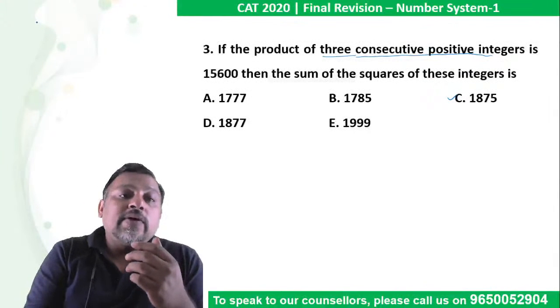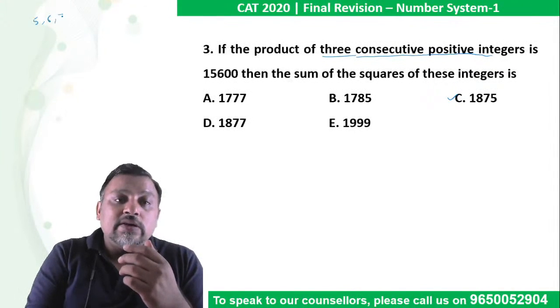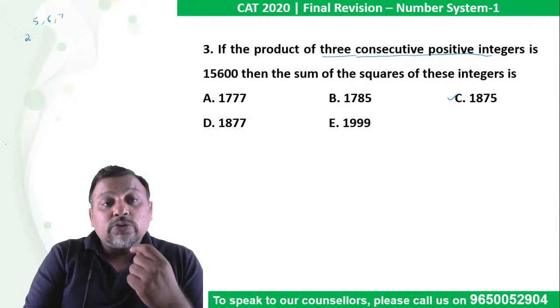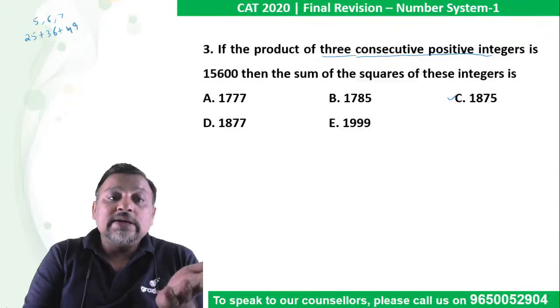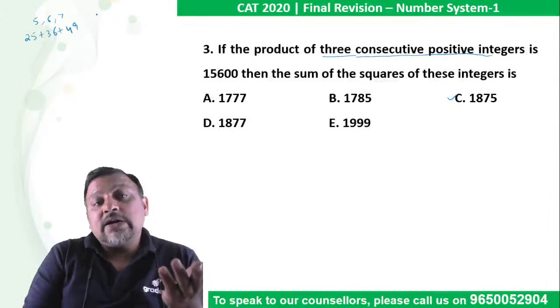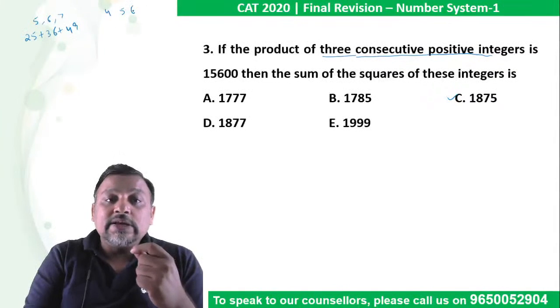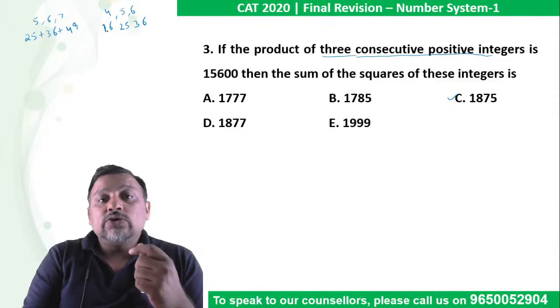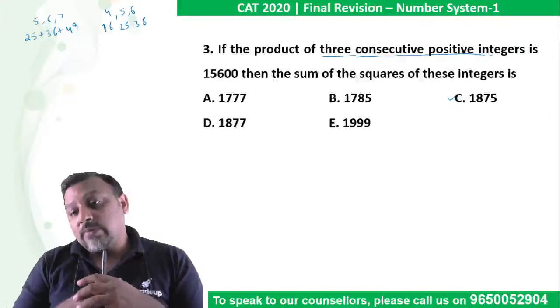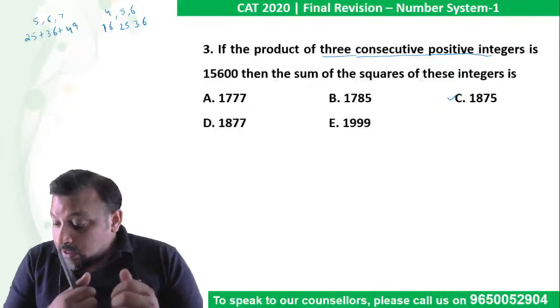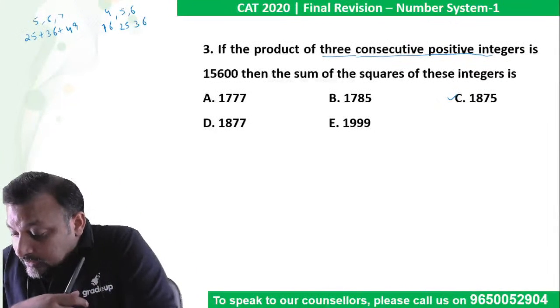For example, if I take the numbers as 5, 6 and 7, the squares are 25, 36 and 49. So in this case, the sum of the squares is a multiple of 5. But if I take the numbers as 4, 5 and 6, then we have 16, 25 and 36. So in this case, the sum is not a multiple of 5. And I think some of you have given the correct answer. Very good.